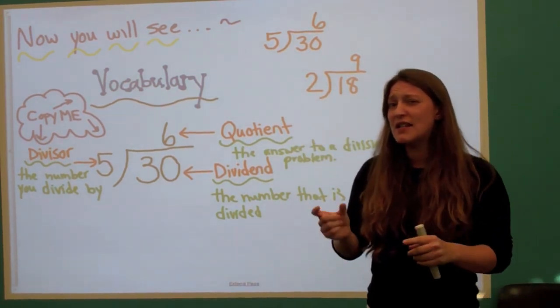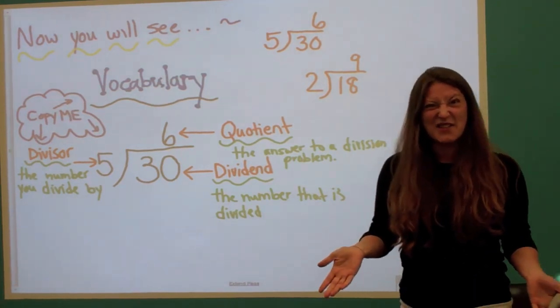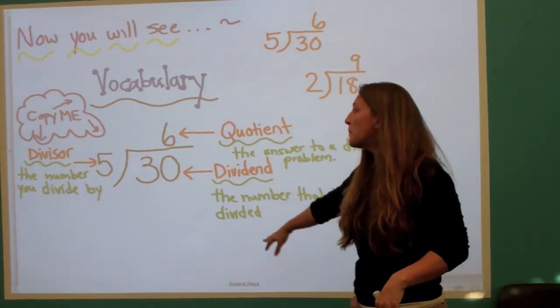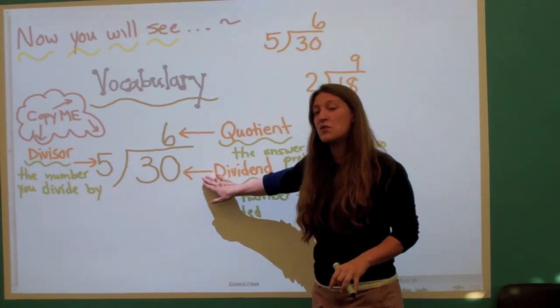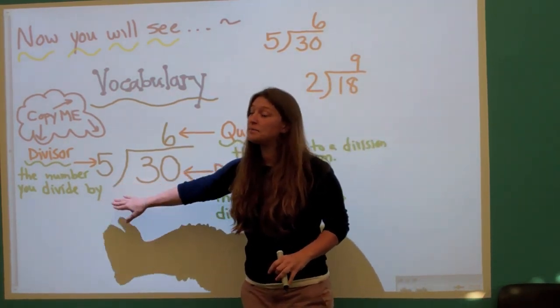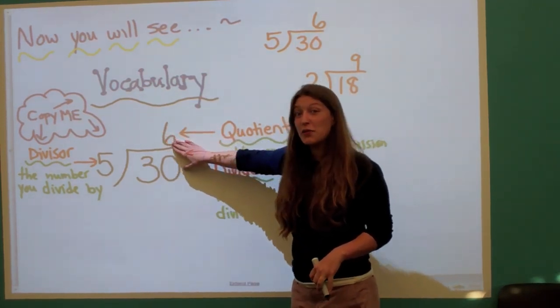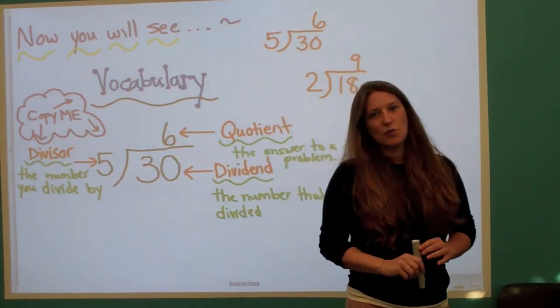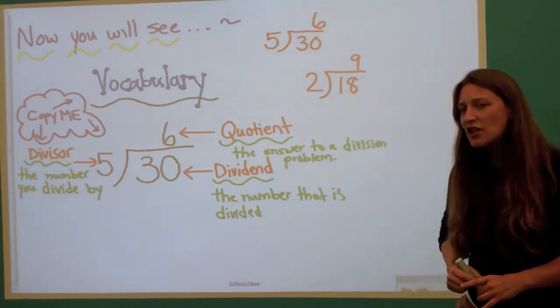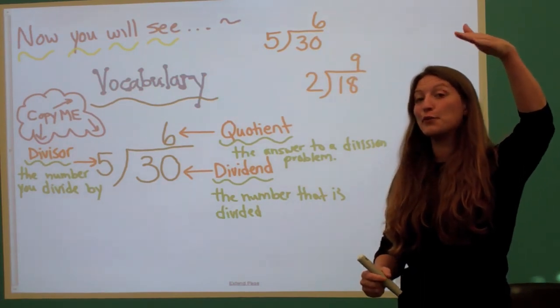It's really hard to take a small number and break it down into bigger groups, right? That doesn't really make sense. So the number inside the house is always going to be larger than the number outside of the house. And then the number on top of the house or on the roof is the answer to a division problem. And that's called a quotient. So the quotient always goes up on top of the roof.